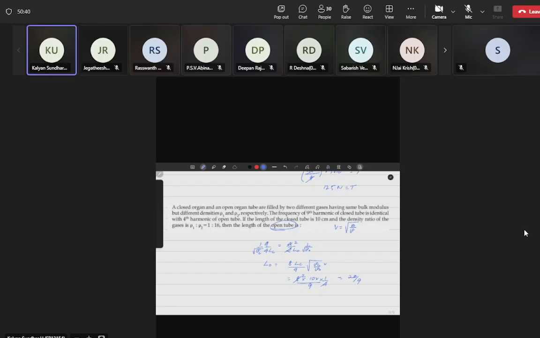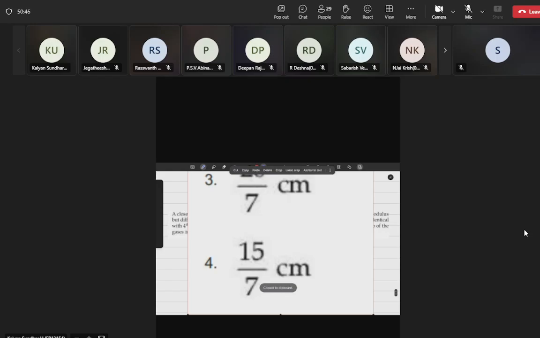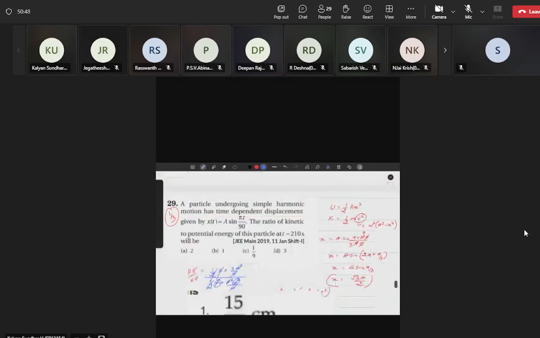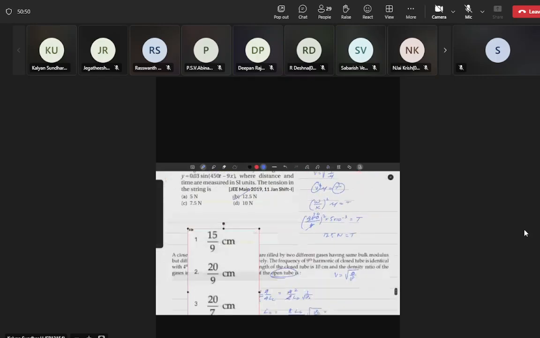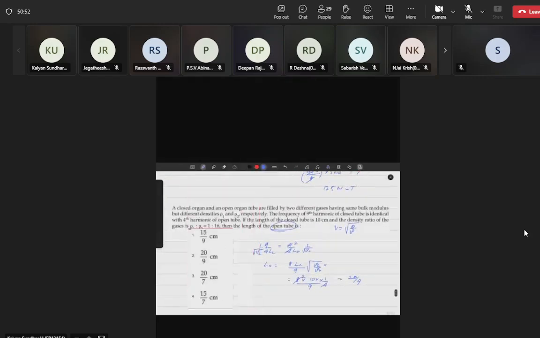So I'll just show you the options. Option 2 is the correct answer, and this was asked in the first shift this year, JEE 2025, and the first shift was on Jan 22nd.